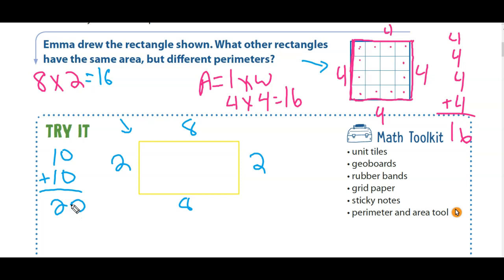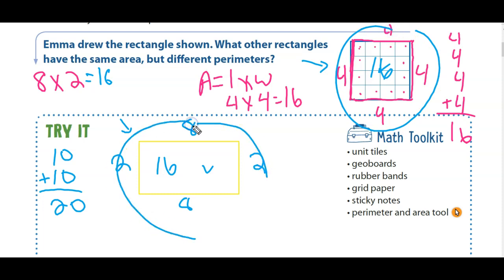Shapes could have the same area, but a different perimeter, just like this. Both of these shapes, this one and this one, have the same area. 8 times 2 is 16, and 4 times 4 is 16. So the area for here would be 16. The area for here would be 16. But they have different perimeters because, look, they have different numbers on the outside.